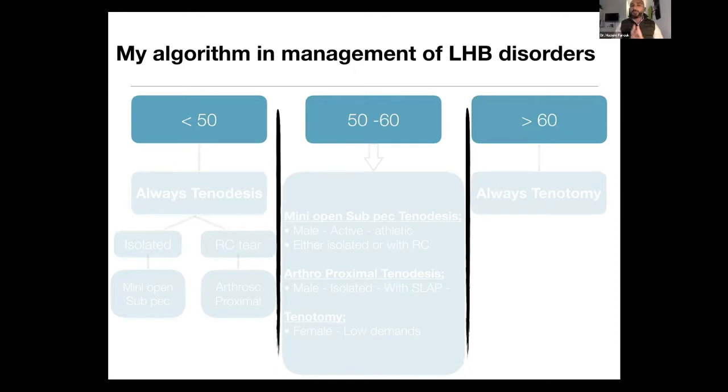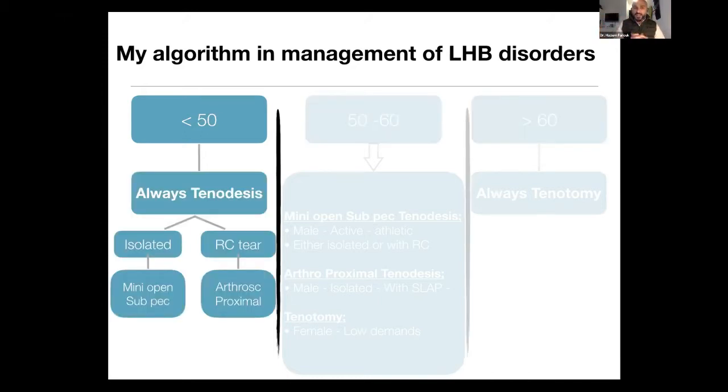So the age plays a very important role in my decision. Less than 50, 50 to 60, and more than 60. The patients who are less than 50, I always tenodese these patients. When it is an isolated pathology, I do a mini open subpectoral approach, and when it is associated with the rotator cuff tear, I do an arthroscopic proximal onlay technique.